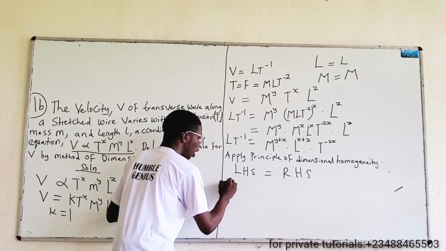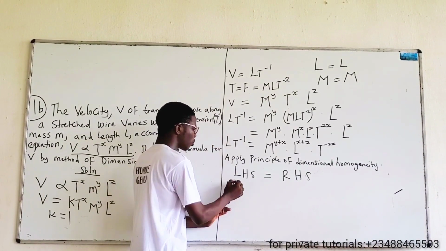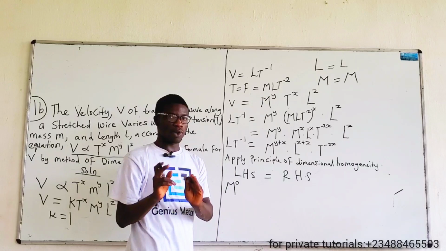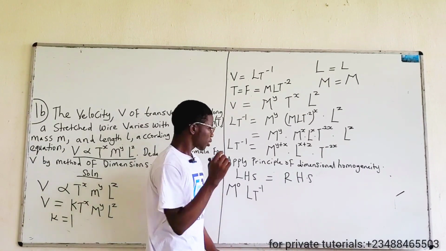So look at what I'm going to do. How are we going to introduce that? What do you think we are going to do? Since naturally there was no m on this side, I'll introduce m raised power 0, because any number raised power 0 is 1. So it doesn't affect our LT raised power minus 1. Hope you got that. Now let's continue.